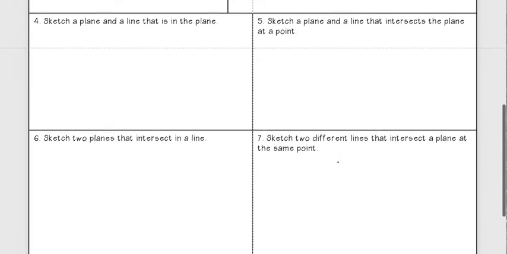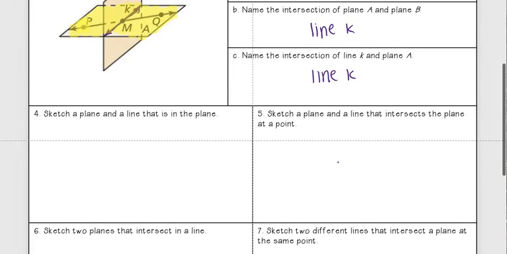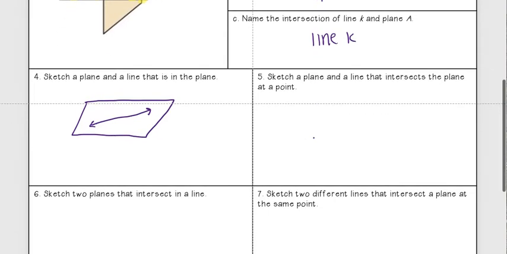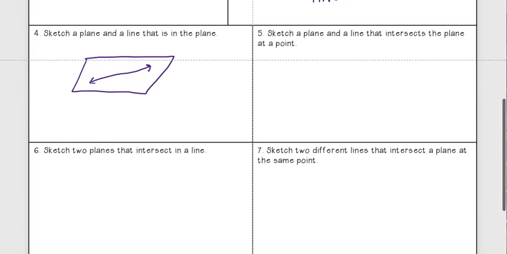Okay, so now let's practice some of sketching these intersections. So that first one says to sketch a plane and a line that is in the plane. Well, that's exactly what we just had right here. So I have a plane and I want a line that is in the plane. So I can just do something like that. Okay, I want to go ahead and pause the video and try doing number 5 on your own.